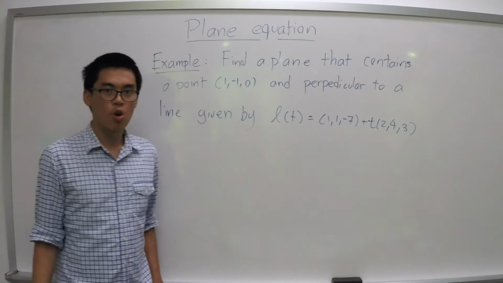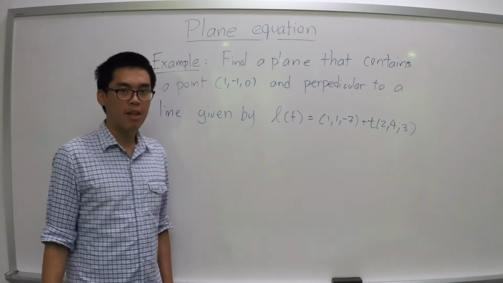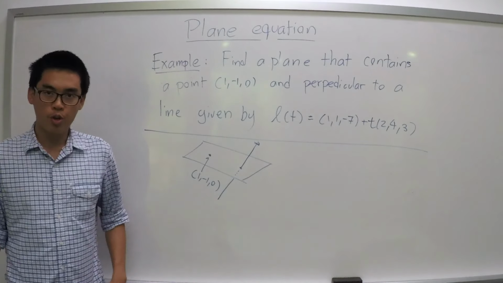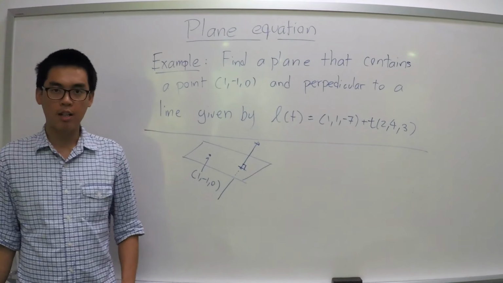So let's solve this problem together. We want to find a plane that contains this particular point (1, -1, 0). On top of that, you want the plane to be perpendicular to this given line. When you do a problem like this, if you don't know where to start, it's important to draw a picture. So what do you want? You want a plane that contains this particular point, and you have a random line that goes through this plane and is perpendicular to it.